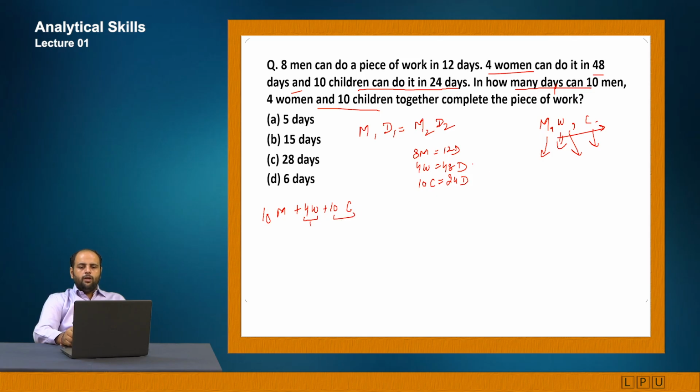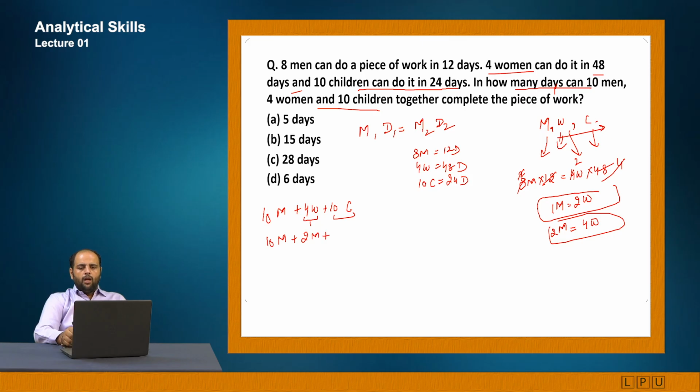So we use the men and women relation. 8 men can do a work in 12 days, and the same work is completed by 4 women in 48 days. Find the relation: it will be 12 into 4 and 4 into 2, so 1 man is equal to 2 women. This will be the relation. So 4 women is equal to 2 men. Just put it down here: 10 men plus 2 men.